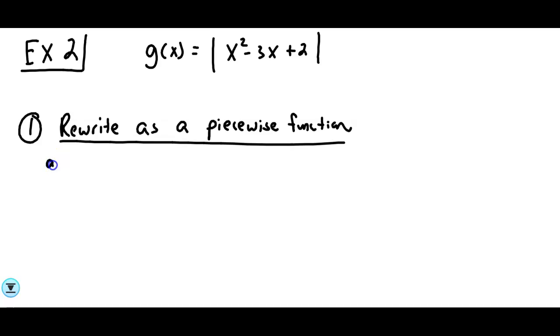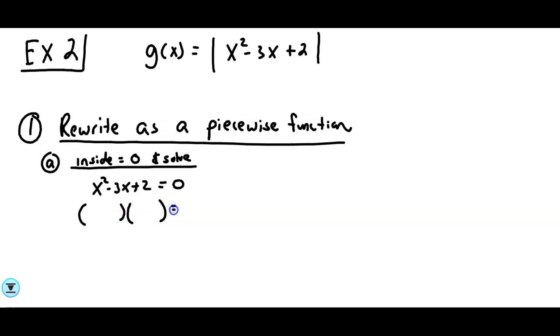Well, the first thing is you set the inside equal to 0 and solve. So I'm going to take the inside there, which is x squared minus 3x plus 2, whatever's inside the absolute value bars, and I'm going to set it equal to 0. And now we have to factor again, and that's not going to go away. We've got to keep knowing how to factor, so make sure you guys do know how to factor. When I factor this, I end up with x minus 2 and x minus 1.